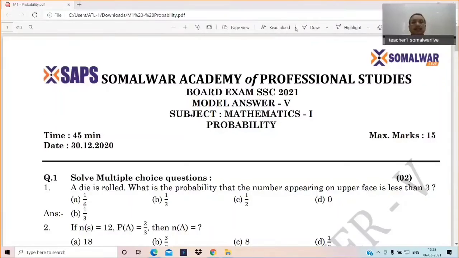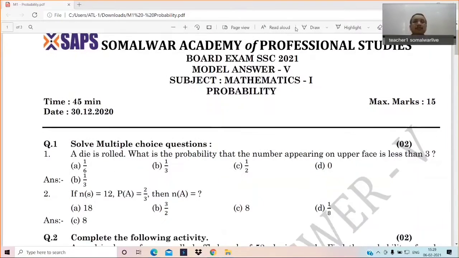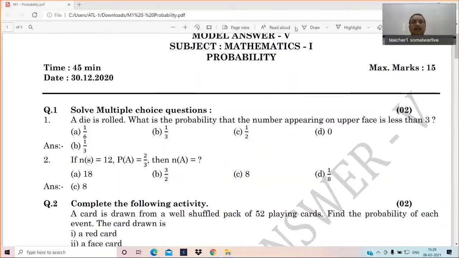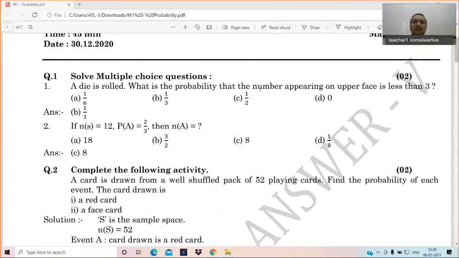Second: if n of S is equal to 12 and P of A is 2 by 3, then n of A. You know the formula, P of A is equal to n of A upon n of S. So 2 by 3 is equal to n of A upon 12. So just simple simplification, you will get n of A is equal to 8. That is option number C.